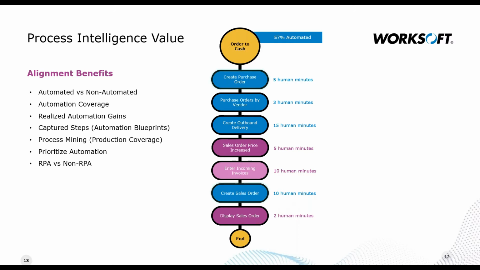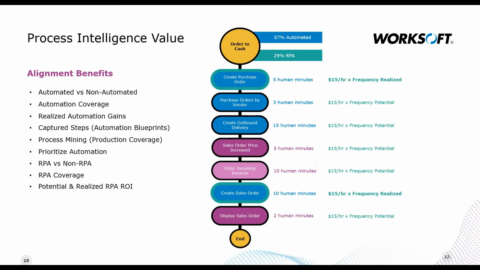So we can also look at RPA versus non-RPA activities, track and trend RPA coverage as well, and then prioritize additional RPA by looking at potential RPA gains. And we can throw parties based on the ROI from the realized RPA gains.